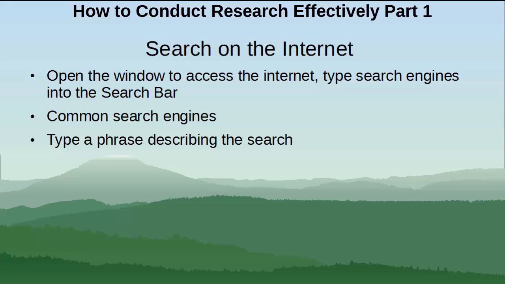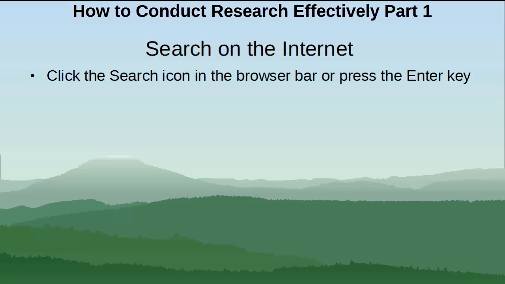For example, how to do an internet search effectively. Or type in a few keywords or phrases such as internet search or search internet. Click the search icon in the browser bar or press the enter key on your keyboard, then assess your results. Search through the web pages shown, deciding which are relevant to you. Take some notes. We'll discuss this later again.